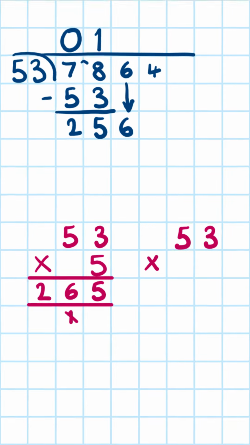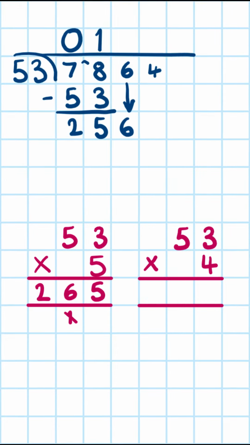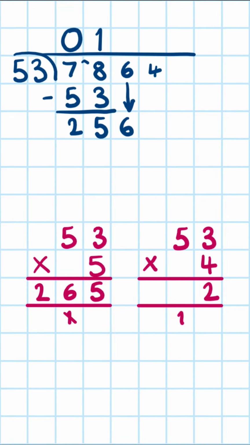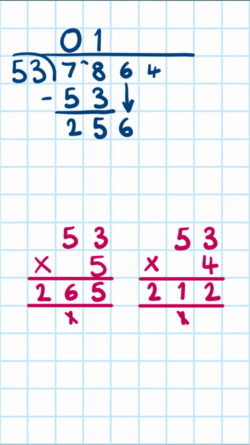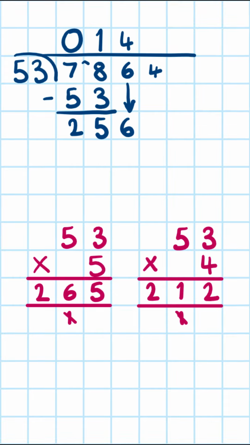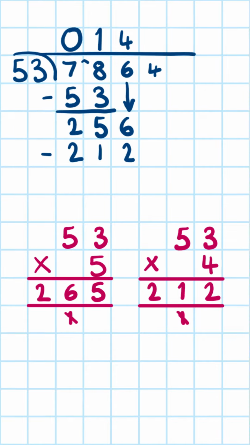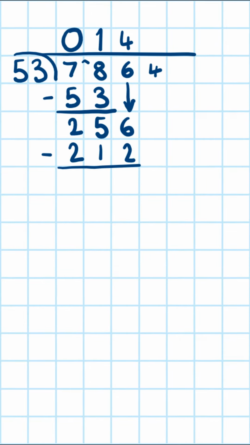So we're going to have to try one lower than that. So let's try 53 times 4. 4 times 3 is 12. 4 times 5 is 20, plus the one we carried over is 21. That leaves us with 212, which we can now use in our division. So we're going to put the 4 at the top and subtract 212 from 256. 6 minus 2 is 4, 5 minus 1 is 4, and 2 minus 2 is 0.